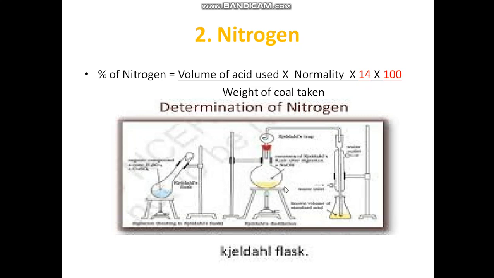Here we are going to heat the coal sample with the H2SO4 and potassium sulfate. By this, what will happen? The ammonia gas will be liberated and collected in the tube, and then we are going to titrate it with the NaOH solution. So this was about the nitrogen, the percentage of nitrogen and how we have calculated it.